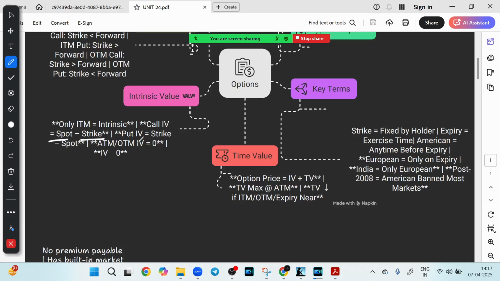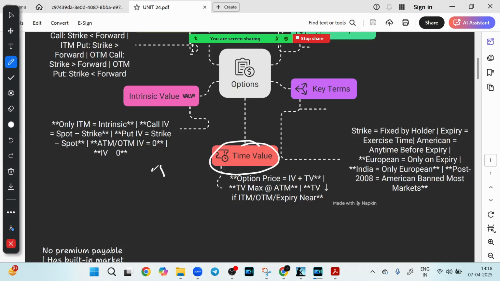And for a put option, you subtract the spot from the strike, right? So this is how you find the intrinsic value for a call option and a put option. Only ITM has intrinsic value, I told you, right? While for ATM and OTM, the intrinsic value is 0. There is no intrinsic value for ATM and OTM. Understood? Right.